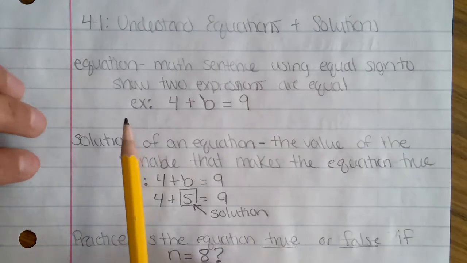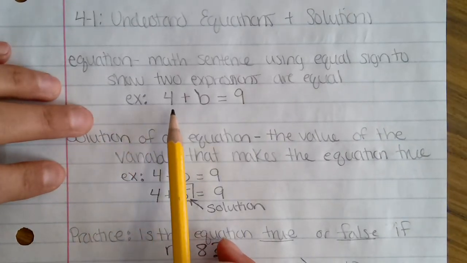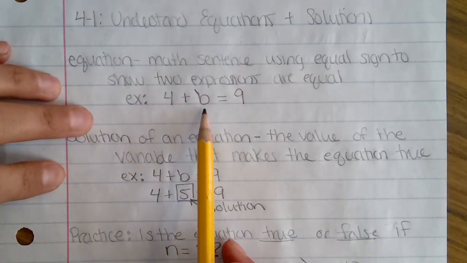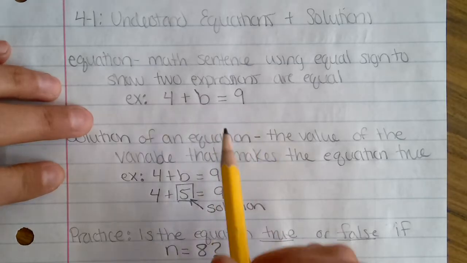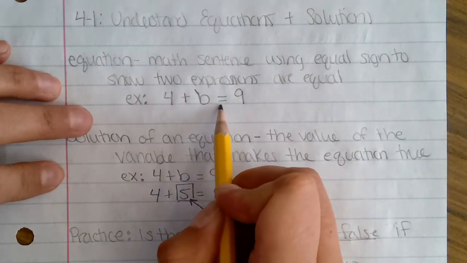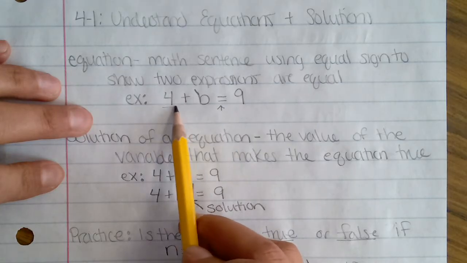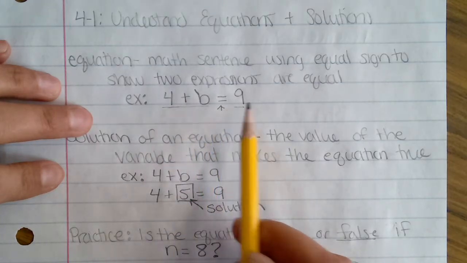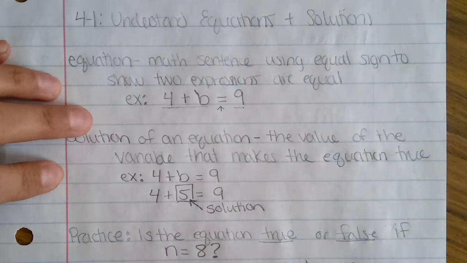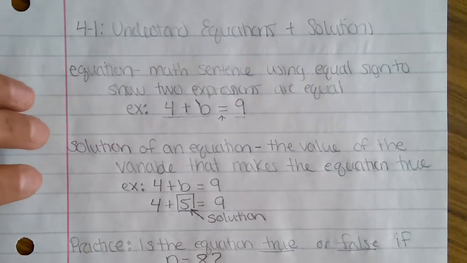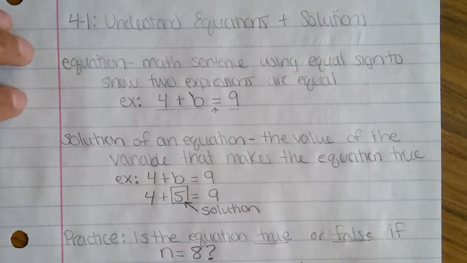So, here is an example. We have 4 plus b equals 9. This equal sign right here is showing us that these two expressions, here's one, 4 plus b, and 9 is the other, that those are equal. Okay? That is what an equation is.